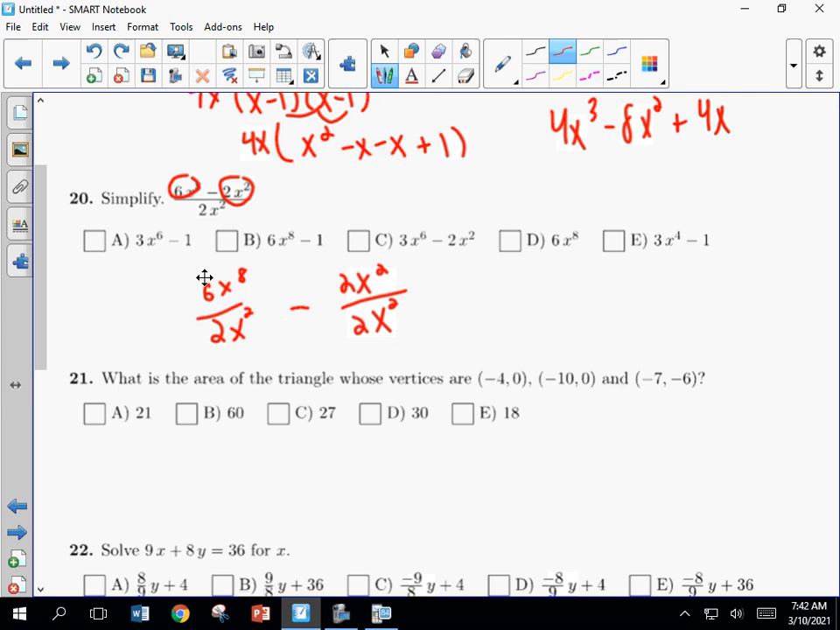So when you simplify this, 6 divided by 2 is 3. When you divide variables, you subtract their exponents. So 8 minus 2, this is x to the 6th. 2 divided by 2 is 1, and then x squared, they just both cancel out because they're the same. So you should get 3x to the 6th minus 1. There you go.